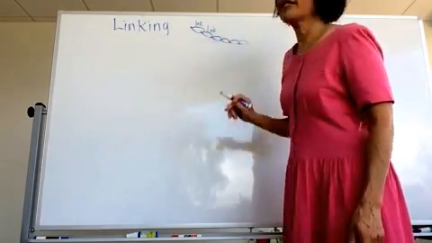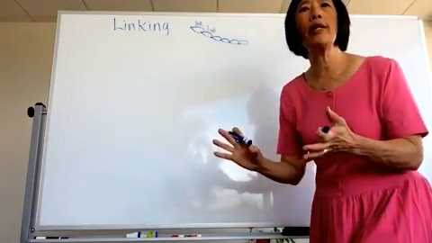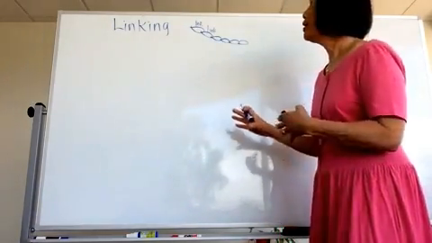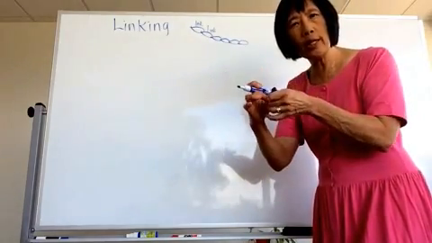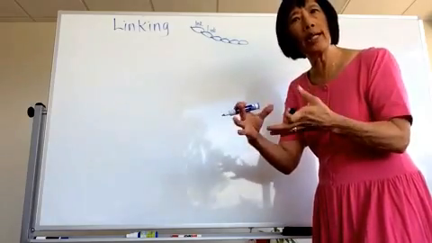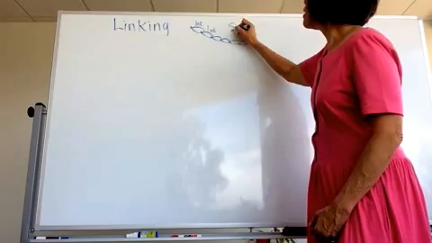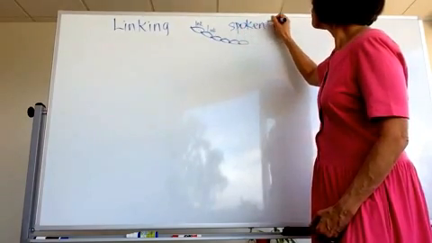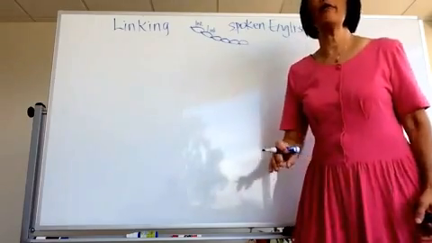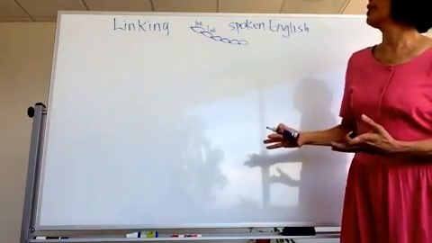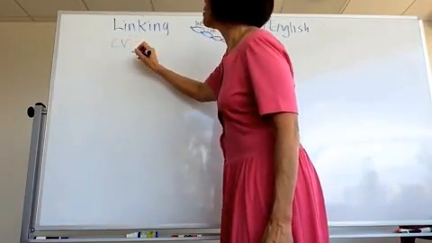So, link can be a noun, right? Link can be a noun. And link can be a verb, right? And then we talk about the action to make things join. Joining is also called linking. So when we talk about linking in spoken English, we have three kinds of linking. And today I will talk about CV linking.